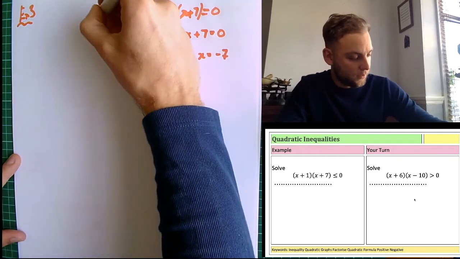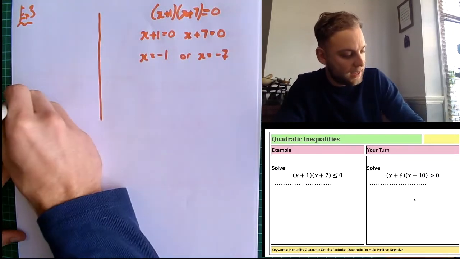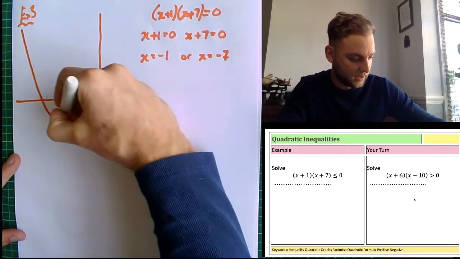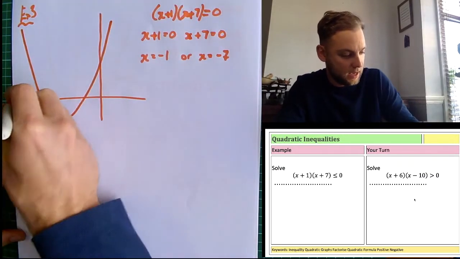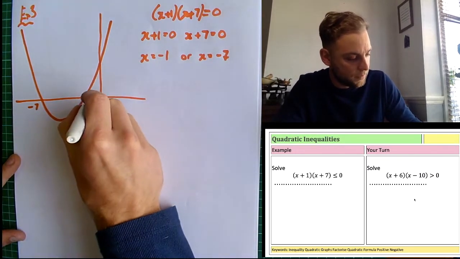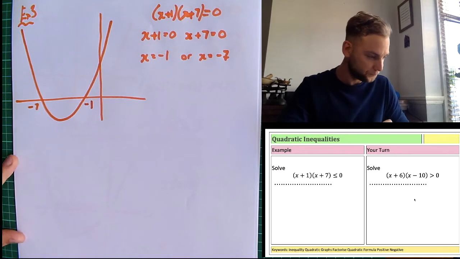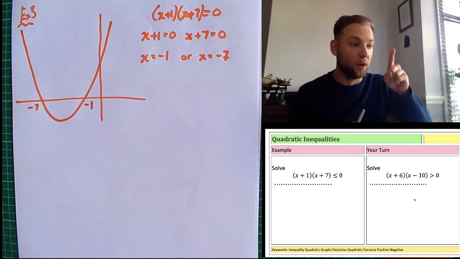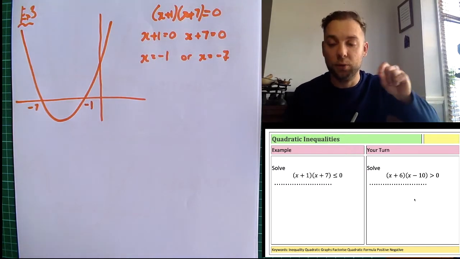Now, if I was to draw this graph, they're both negative, so it needs to be skewed towards this way, and I'm going to draw it there like this. This one here is going to be equal to -7, and this one here is equal to -1. There, like so. Now, what the question's asking for is when is this less than or equal to 0?